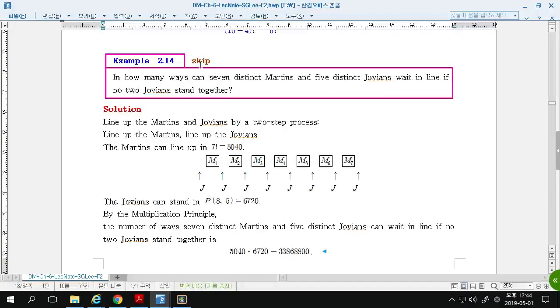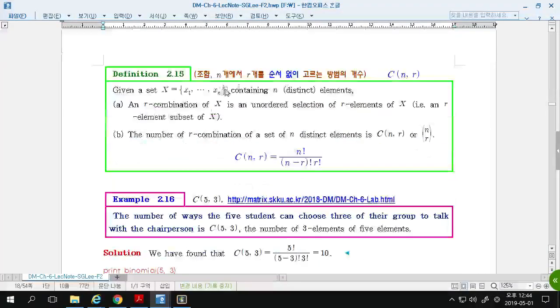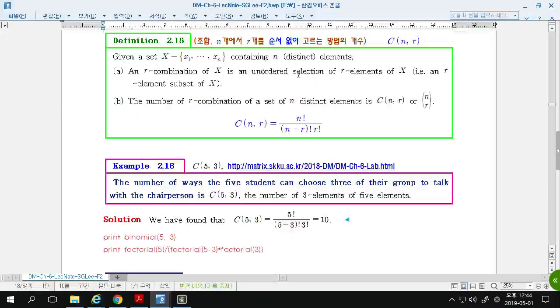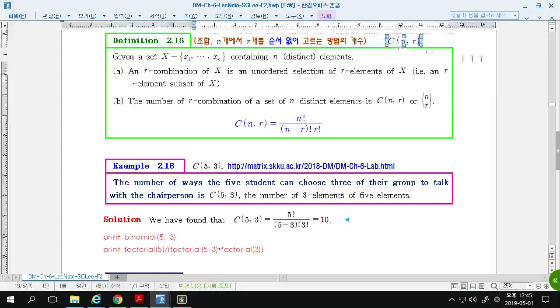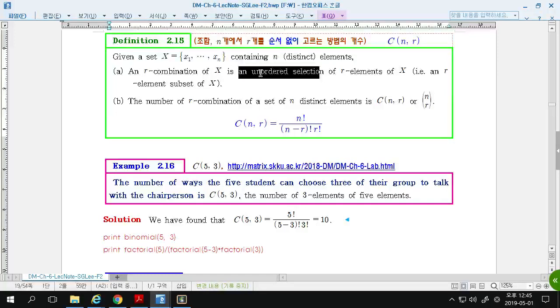Okay, yeah. This next example talks about Martians and Jovians, and this is skipped. And then we will explain the more general form. Definition 2.15, combination. Choosing R out of the set of n objects without order. That is called C of n and R, combinations. Given a set X containing n distinct elements, any R combination of X is an unordered, this is important, selection of R elements of X, okay?